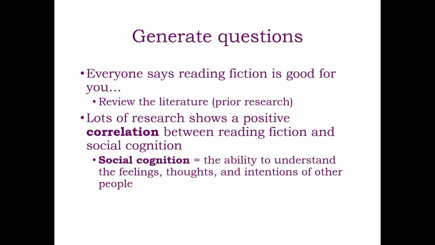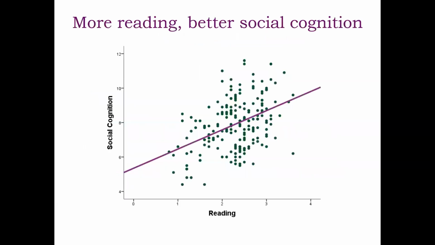So then you review the literature, or review what other researchers have already done and published. You'll find that lots of research shows a positive correlation between reading fiction and social cognition. Social cognition refers to the ability to understand the feelings, thoughts, and intentions of other people. It literally means thinking about others, right? Thinking about our interactions with others. So if we review the literature, we find that the more people read, the better they are at a test of social cognition.